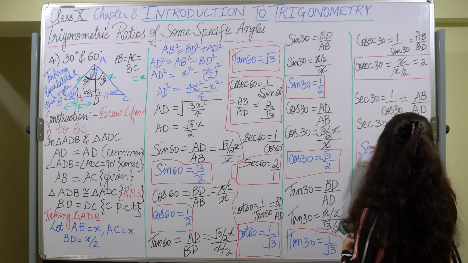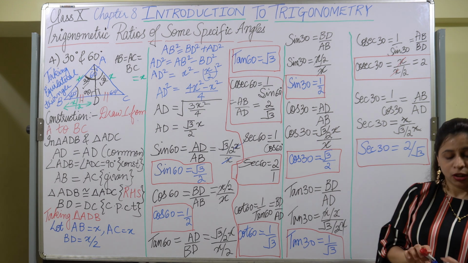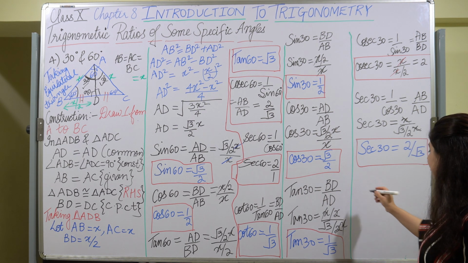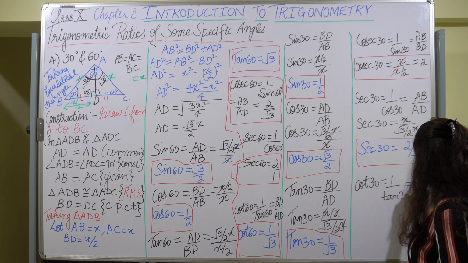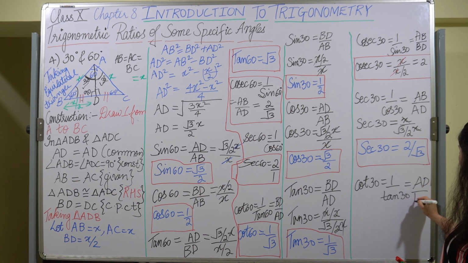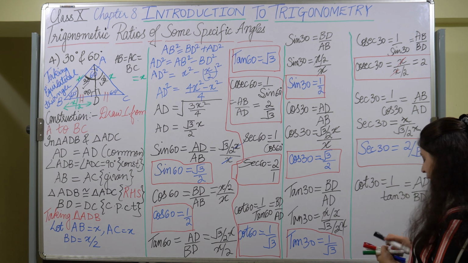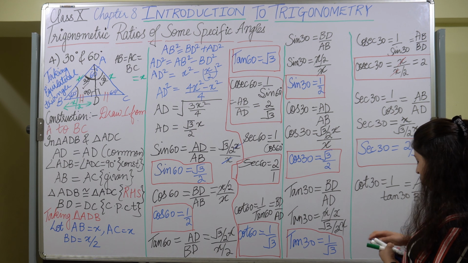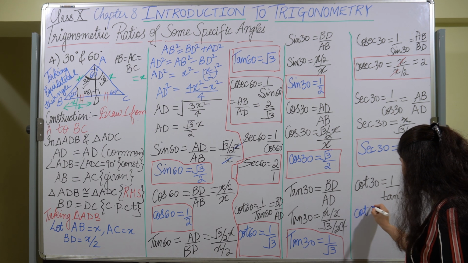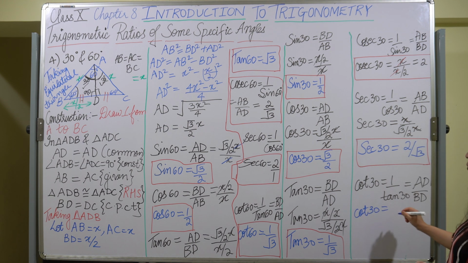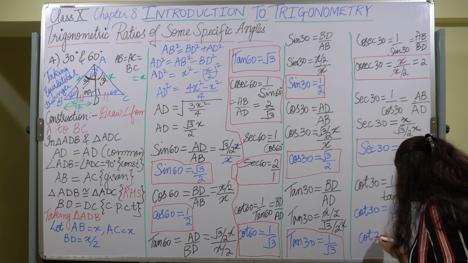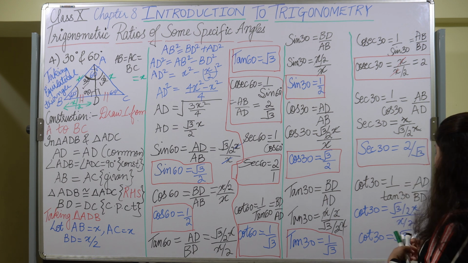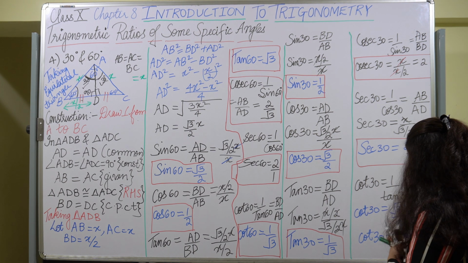Okay, so now let us move ahead to cot, which is the reciprocal of tan 30. So cot 30 will be equal to 1 upon tan 30, which will be equal to AD upon BD. So I must write over here cot 30 to be equal to root 3 by 2x upon x by 2. So ultimately cot 30 will be equal to root 3.